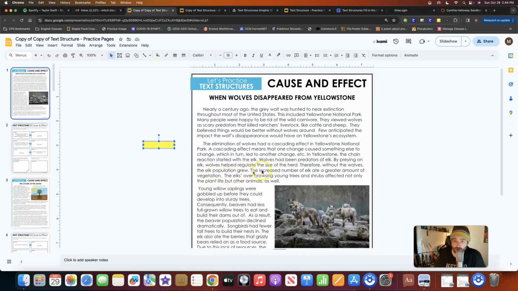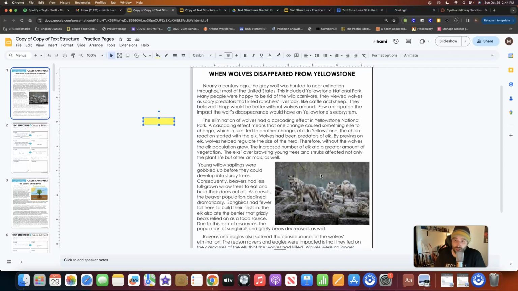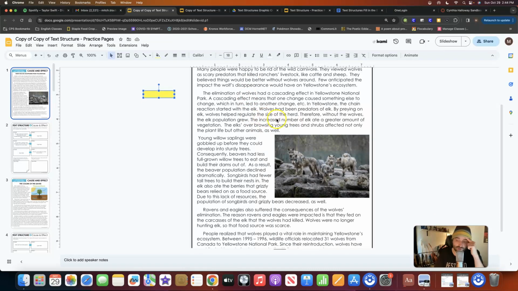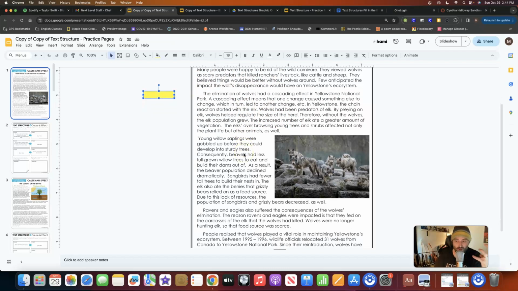You can imagine, right? The increased number of elk ate a greater amount of vegetation because there's more of them. The elk's overbrowsing of young trees and shrubs affected not only the plant life, but other animals as well. So that's our first effect there. Technically our second, because many people were happy, but our first really big effect to the ecosystem of Yellowstone. Young willow saplings were gobbled up before they could develop into sturdy trees.